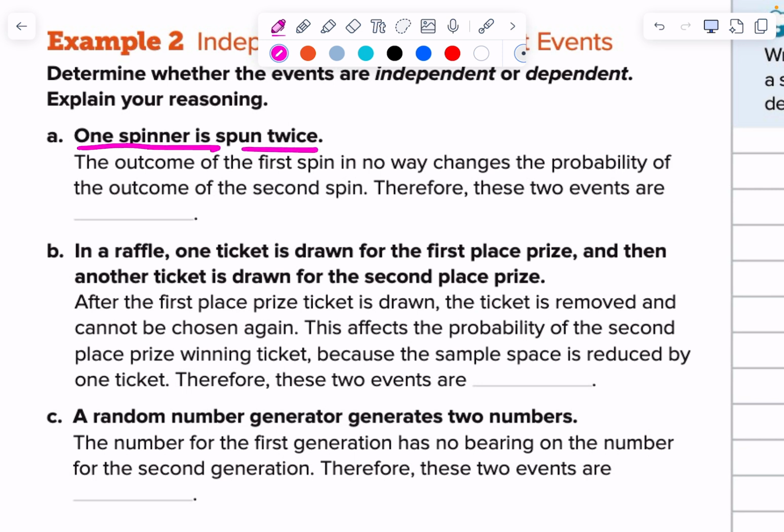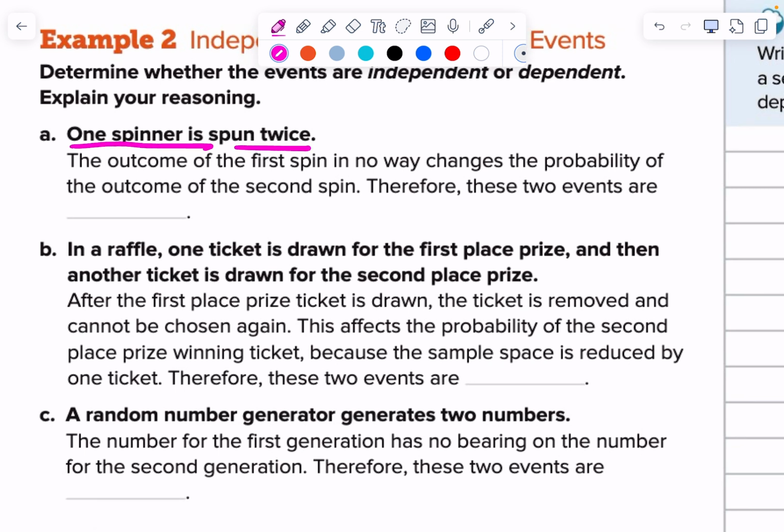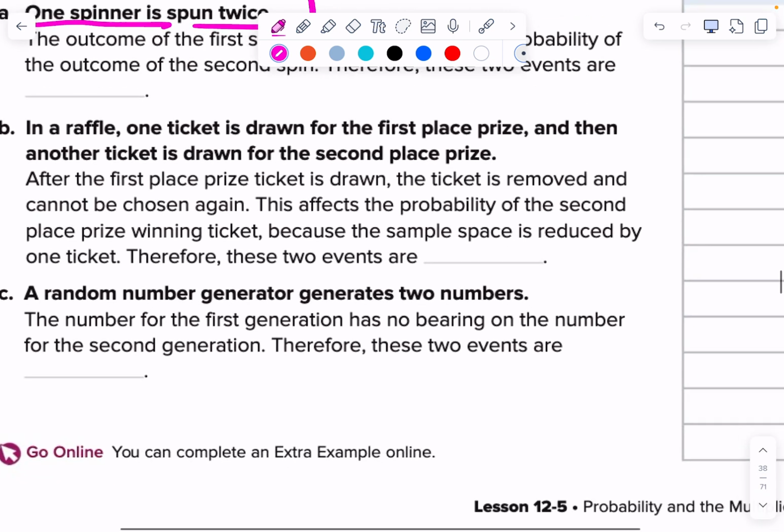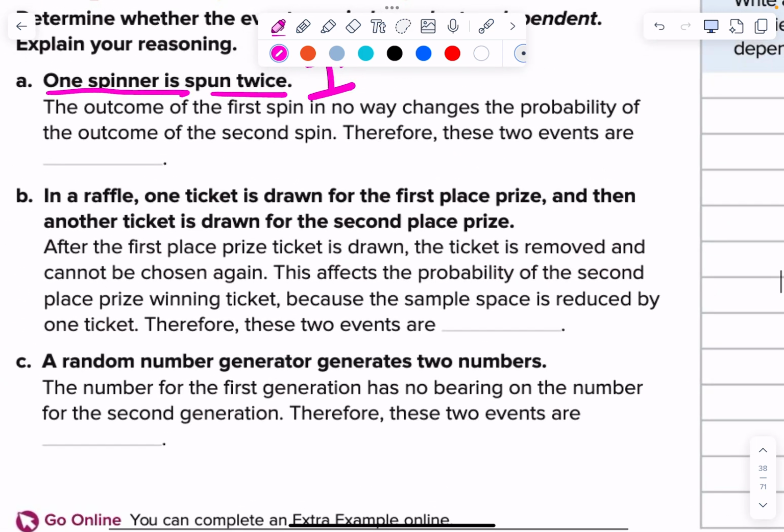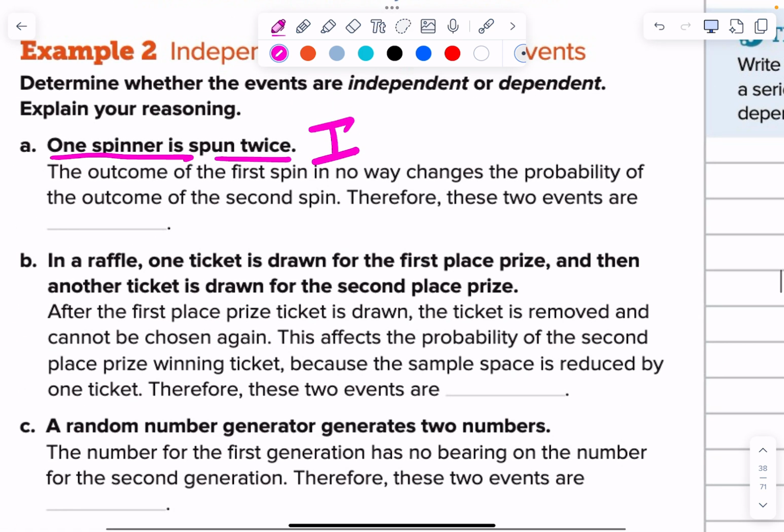One spinner is spun twice. Is that independent or is that dependent? Does the spinner now have less sections on it the second time I spin? No, they're independent, right? It's not like I'm subtracting one from the bottom number. All right, you do this. Don't shout it out. B and C, you figure out whether they're independent or dependent. Put I or D next to them. You're not finding any probabilities. You're just putting I or D next to B and C. Go. I'll give you 15 seconds.